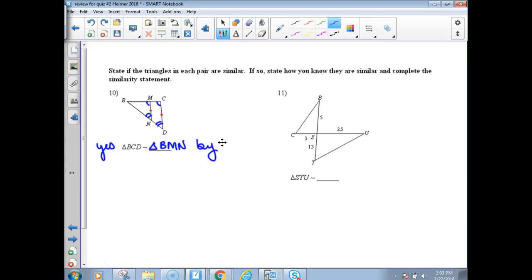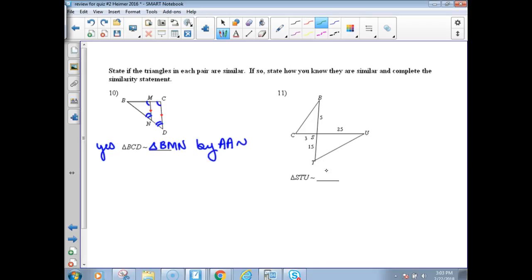Say it louder. Angle, angle, similar. Yes, you got to have that little wavy mark, else I'm going to have to take off half a point. It has to be there. There's no such thing as just AA.